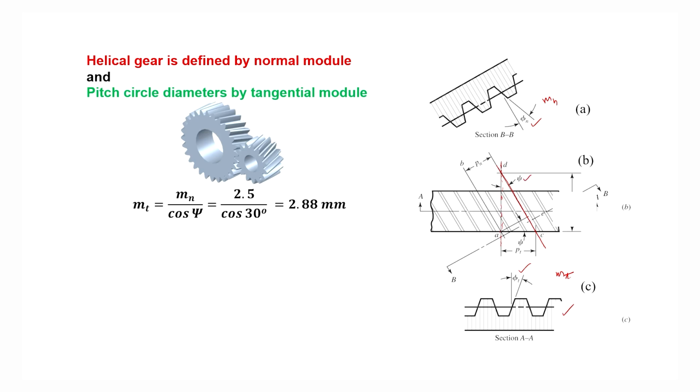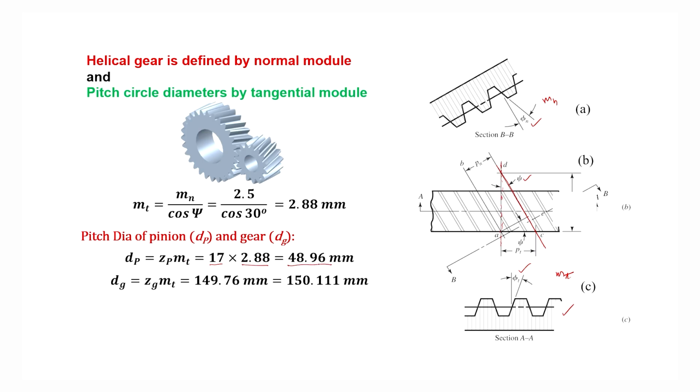So, MT has come as 2.88 mm. Knowing the MT, now we can find the pitch circle diameter of the pinion and gear, because number of teeth on the pinion and gear are given. Number of teeth on the pinion is 17. So, 17 multiplied by MT is the pitch circle diameter of the pinion, and number of teeth on the gear is 52. So, 52 multiplied by MT, the transverse module, is equal to the pitch circle diameter of the gear. Then the gear ratio mg is equal to the number of teeth on the gear divided by number of teeth on the pinion, and so it is 52 divided by 17, 3.06 mg.